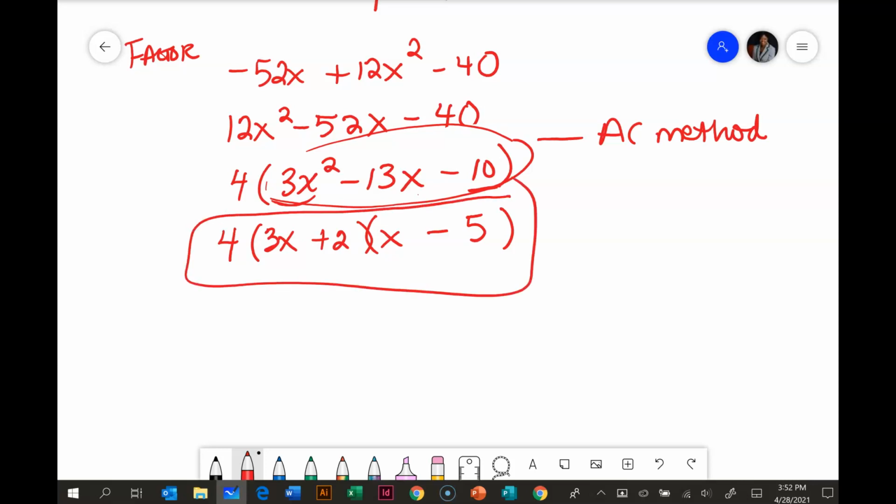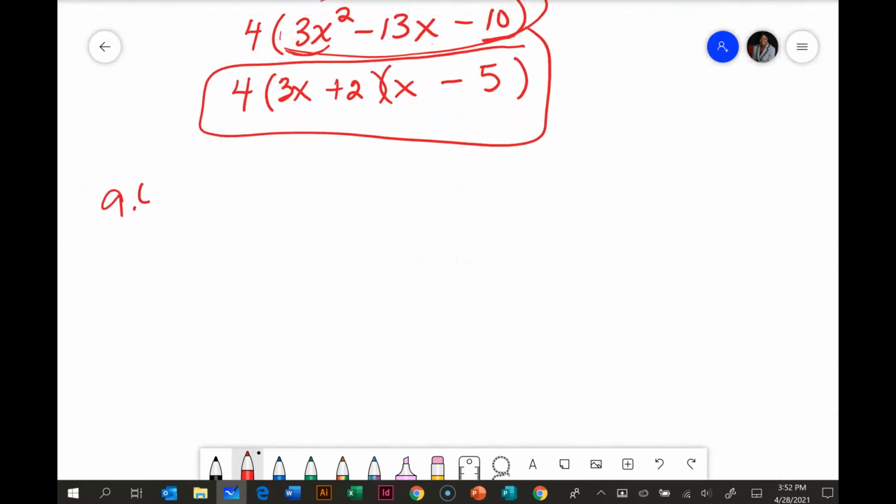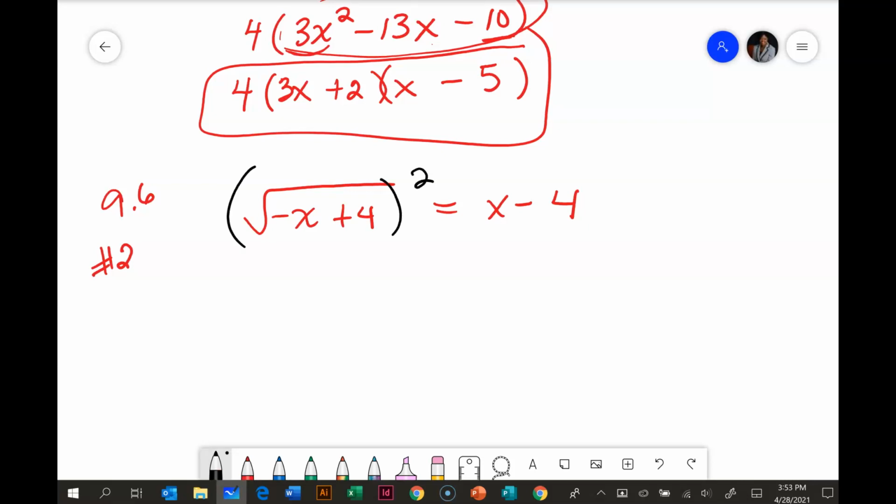All right, I'm going to move on to the next problem, which is 9.6 number 2, and this will be the last one for this session. We have the square root of negative x plus 4 equals x minus 4. Now we must get rid of this radical. We have an equation, so we can get rid of it by squaring both sides.